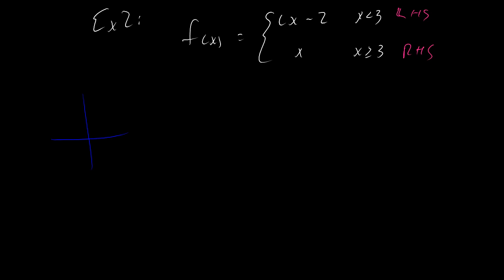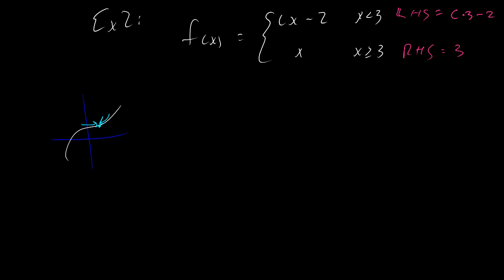If we go back to our picture from before, if I'm continuous at any point, my left-hand side and right-hand side have to be equal. So let's start off with that. My left-hand side has to equal my right-hand side. If I were to plug in 3, I would get c times 3 minus 2, and down here I would get 3.